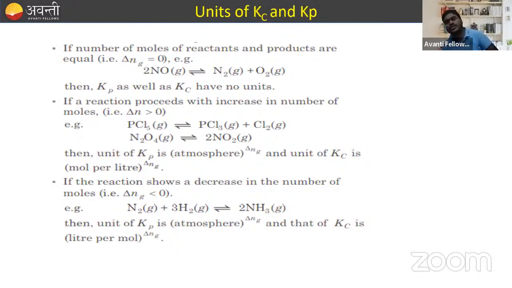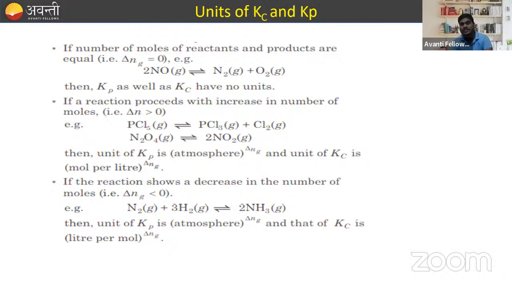Now, what are the units of Kc and Kp? If the number of moles of reactants and products are equal, that is delta Ng is equal to 0, then Kp as well as Kc have no unit. So it totally depends upon the number of moles of the reactants and products, right?